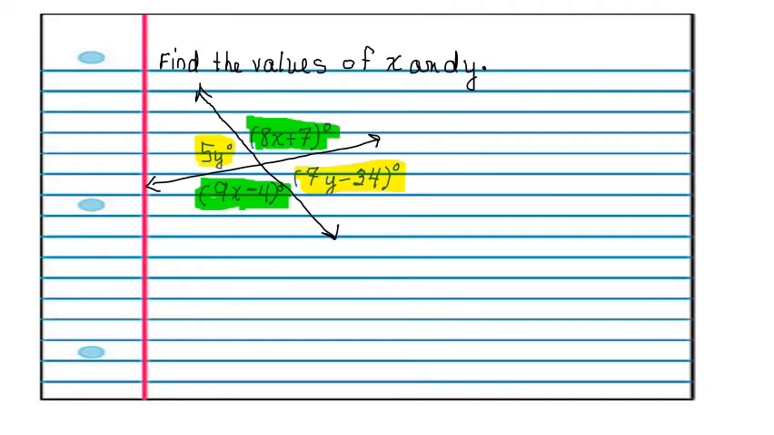Another good example of using the geometry discoveries of supplementary, complementary, linear pair, vertical angles is the example that we have here. We have several things going on. So with our geometry discoveries, we know that we have some linear pairs, and those when added together equal 180 degrees, and we know we've got some vertical angles.